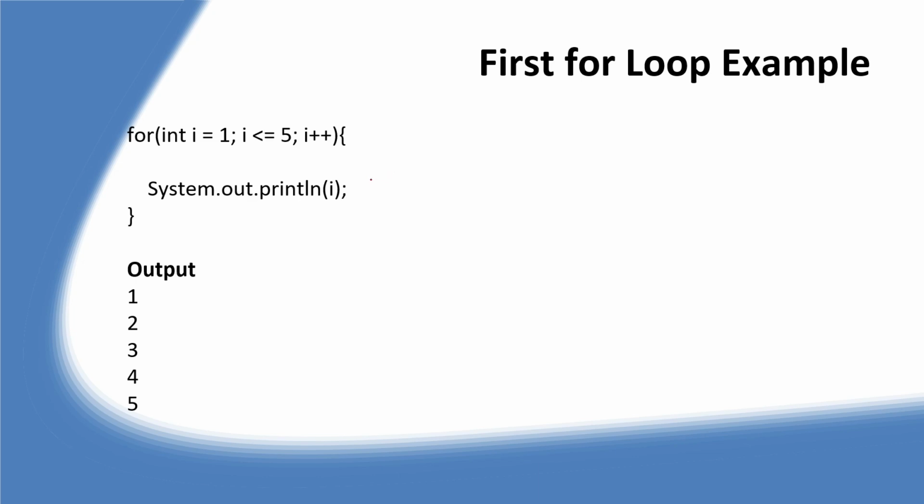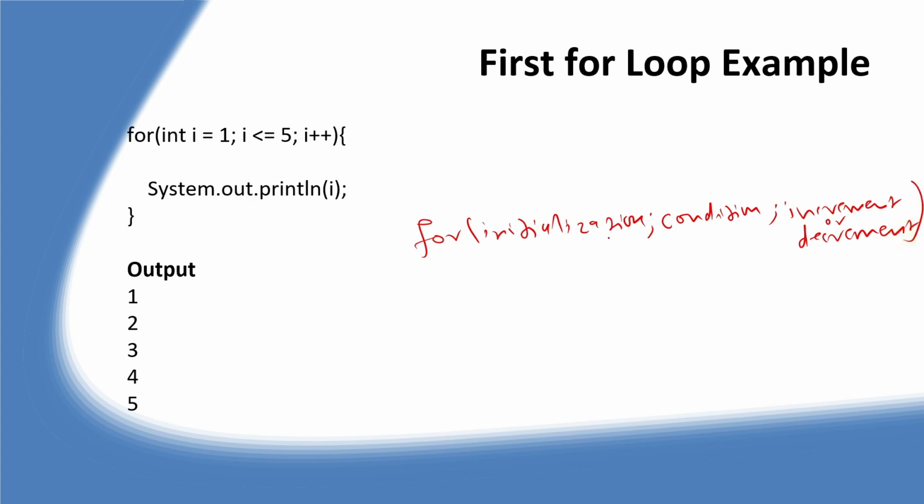So as we already know, a for loop contains three parts: initialization, let me write here, for initialization, and next is condition, and last is increment, or it can be decrement also. So these are the three components of a for loop.